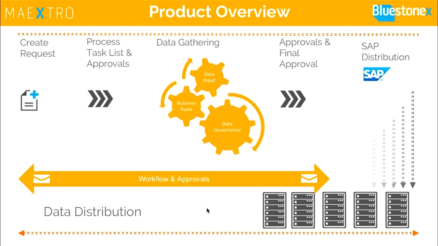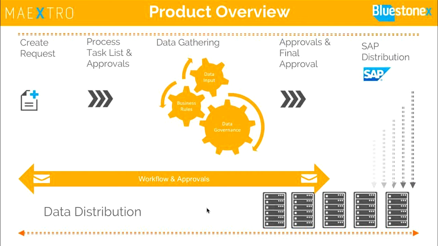So what we're going to go through, and this is how Maestro works, whether you're changing data, extending data, creating data, or cleansing data, you'll typically follow this process, which is a request. So somebody will create a request. In this example, we're going to create a request for a customer, and then it's going to kick off a series of tasks based on my business process. So this is why the configuration aspect is quite important.